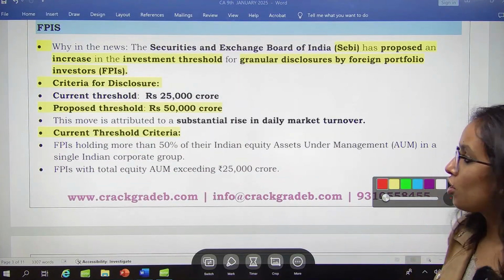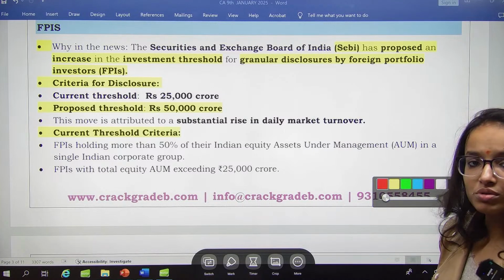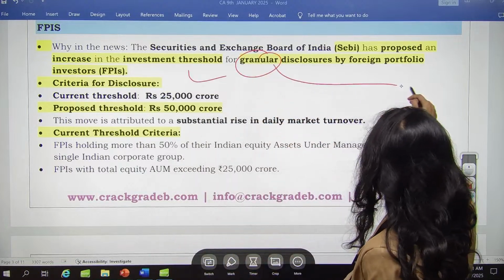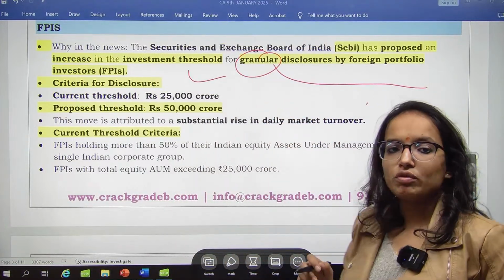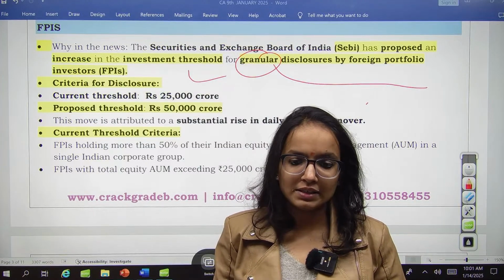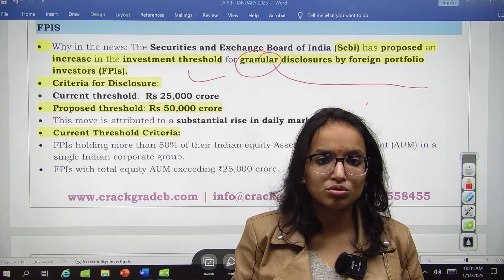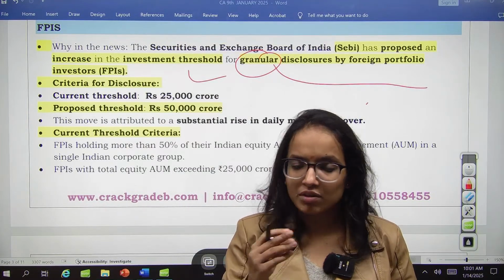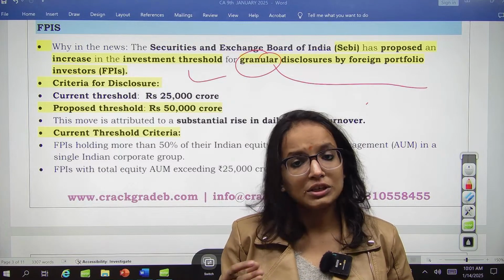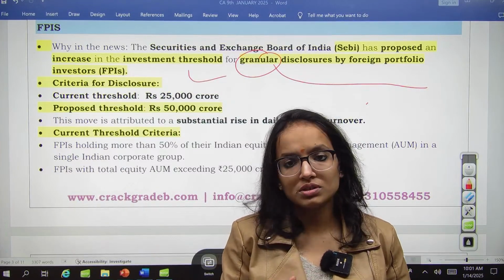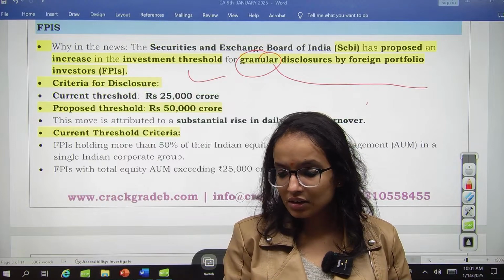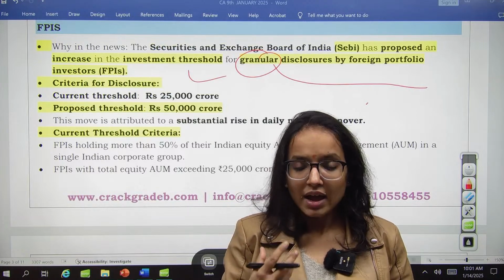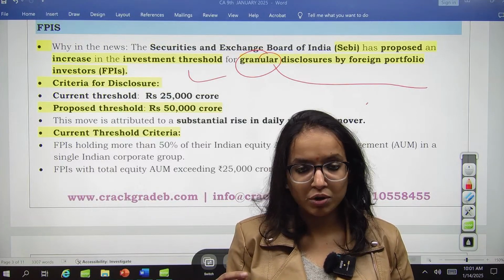Next thing is coming from SEBI. SEBI has proposed to increase the investment threshold for granular disclosure by foreign portfolio investors. Foreign portfolio investors क्या होते हैं? See, foreign investment into India comes in 3 forms basically, right? Direct investment, where you invest directly and you generally hold a share in the company. Institutional investment, where foreign institutions like mutual funds, insurance companies, provident funds are investing in the Indian market, right? And then you have FPI, portfolio investment or portfolio investors.